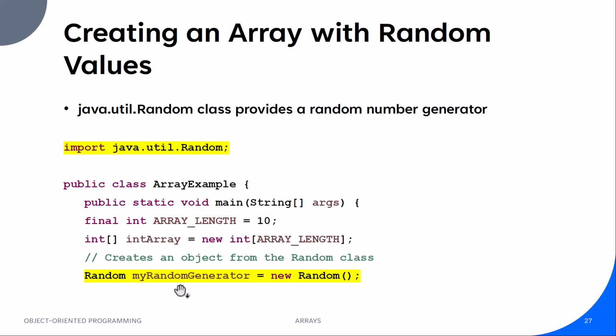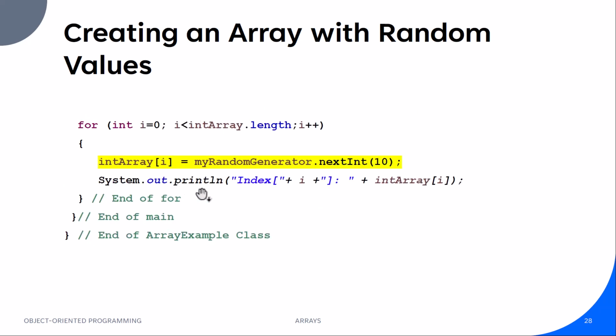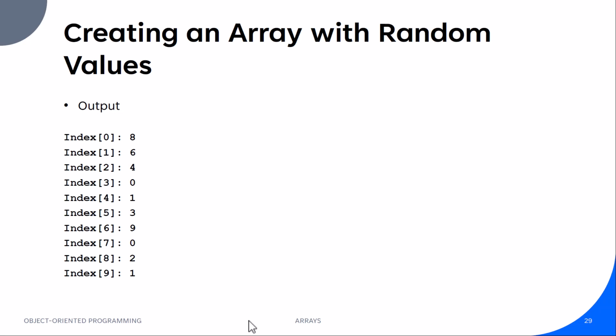we are going to create an object from the Random class, such as Random myRandomGenerator = new Random. And here's the loop that we are going to use to iterate the elements of the array. And within the loop, we are going to assign a random number to each element of the array. And we are going to use the method nextInt from the random number object that we have created. And we can specify a range for integer numbers, such as 10, which will give us the range from 0 to 10, excluding 10. Here is the output of this program.